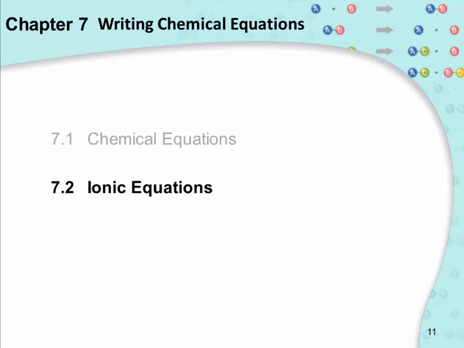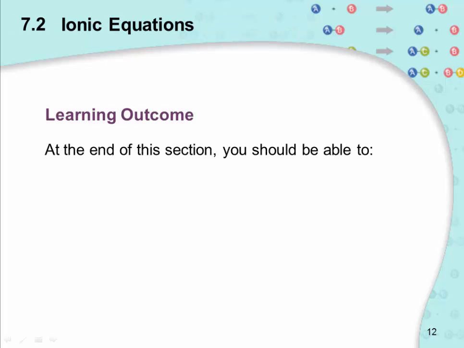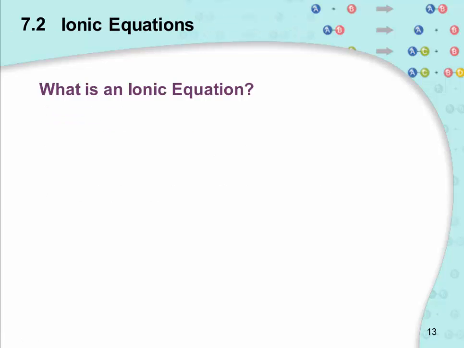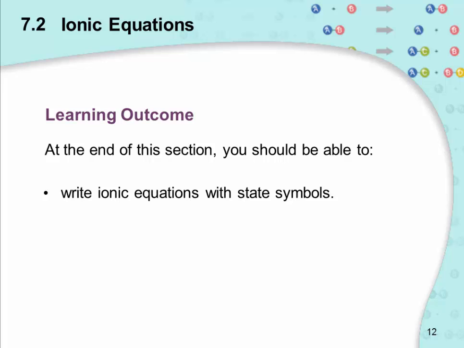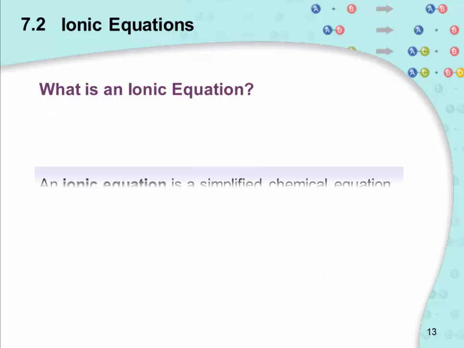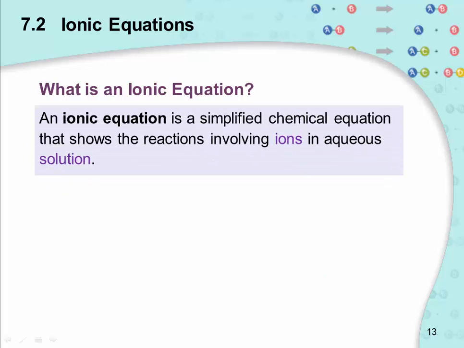Next, we come to the ionic equations. The learning outcome of this section is you will learn how to write the ionic equation with state symbols. What is an ionic equation? An ionic equation is a simplified chemical equation that shows the reaction involving ions in aqueous solution.